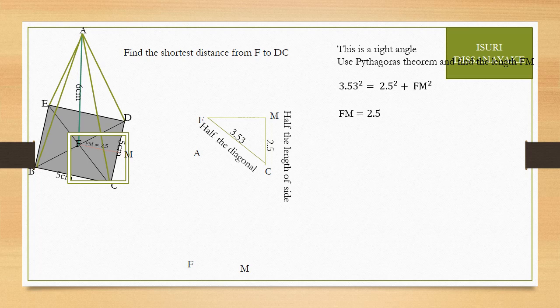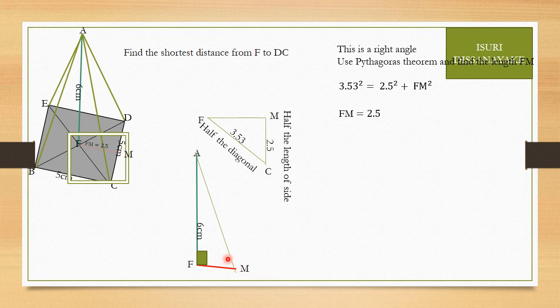Next, I want to find the angle which FM creates with AM. That is this angle over here. So I drew it separately. Now I have the triangle AFM, joined to A again. AF is 6 centimeters. FM we worked out is 2.5 centimeters.